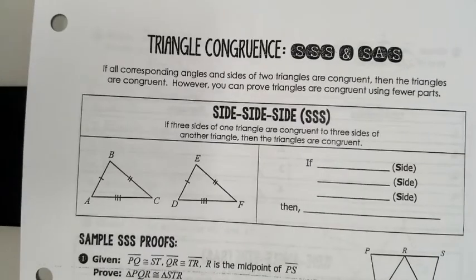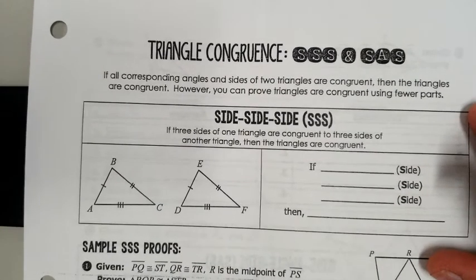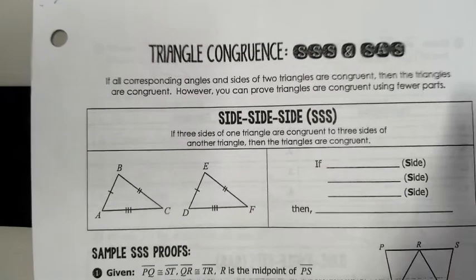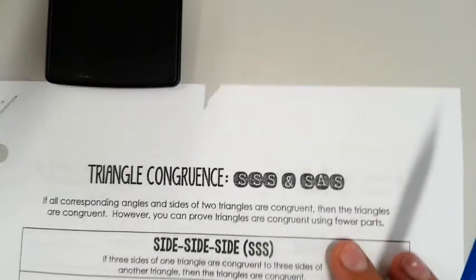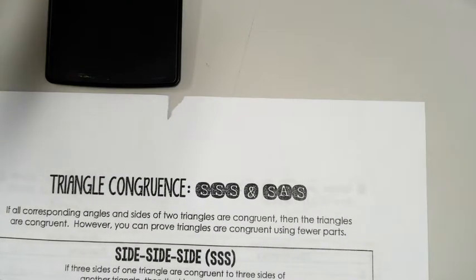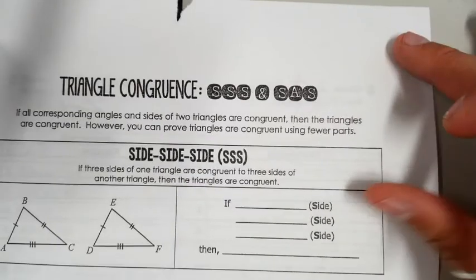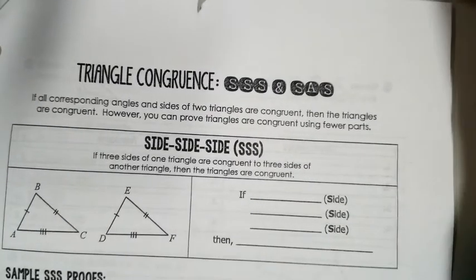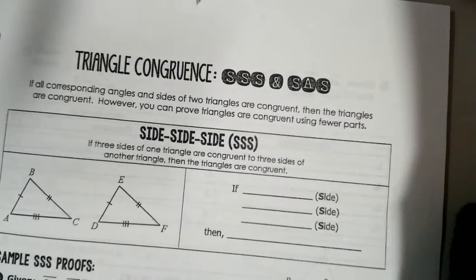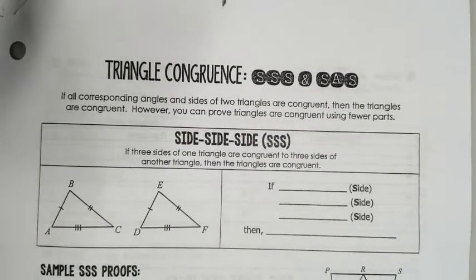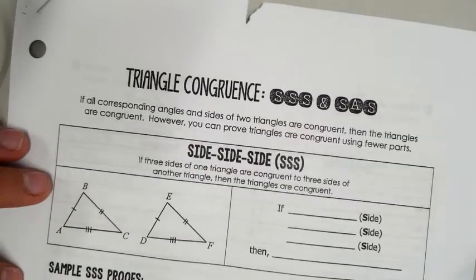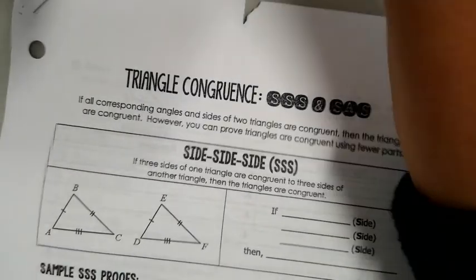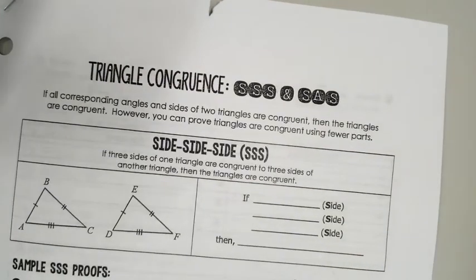Okay, hey everybody. We're going to talk about triangle congruency with side, angle, side. It's probably better because then I have triangle congruency with side, side, side, and side, angle, side. We learned in the last lesson that triangles are congruent with a couple options. The two that we're going to focus on today are side, side, side, and side, angle, side.